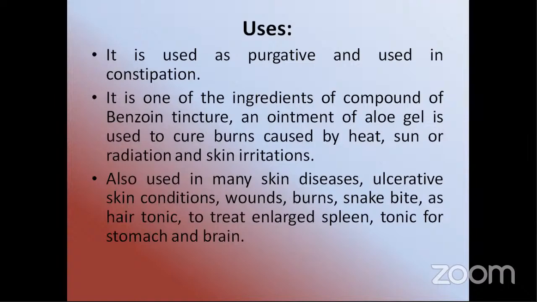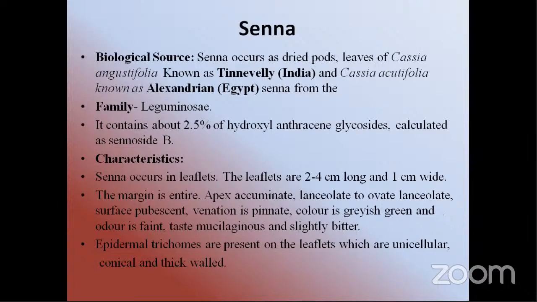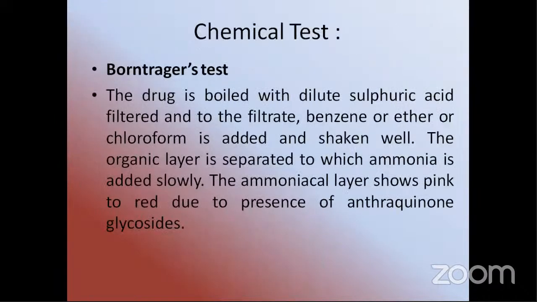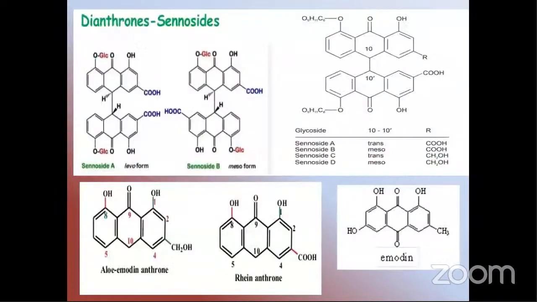Next is the chemical test. Different varieties of aloe have different types of chemical tests, but the main general chemical test for aloe and for anthraquinone glycosides is the modified Borntrager's test, which I have discussed under Senna drug. We'll discuss it later.